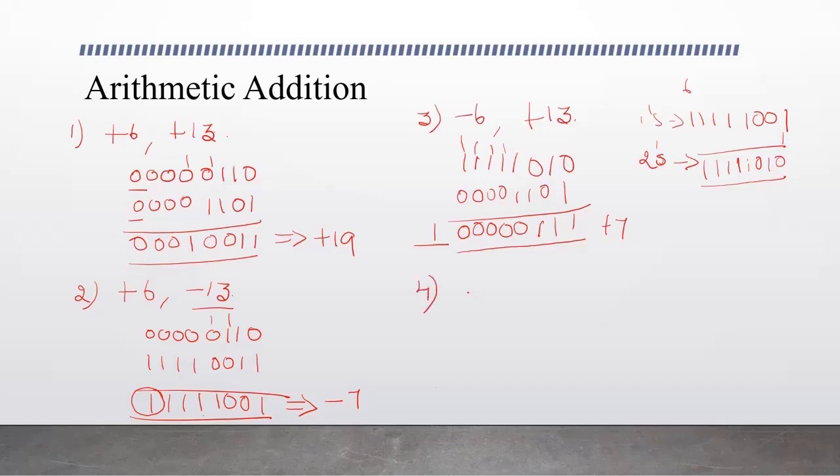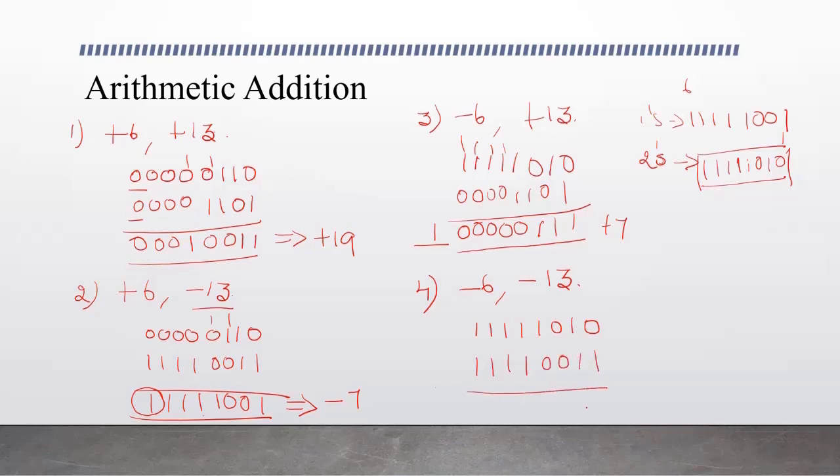Let's take the fourth case. Both the numbers are negative, minus 6 minus 13. So in this case, as the two numbers are negative, we need to find the 2's complement of both the numbers. 2's complement of 6 is this, we already found it, and 2's complement of 13 is here, 1 1 1 1 0 0 1 1. So when we add both these numbers, 1 1 1 1 1 0 1 0 is the 2's complement of 6, and the 2's complement of 13 is 1 1 1 1 0 0 1 1.